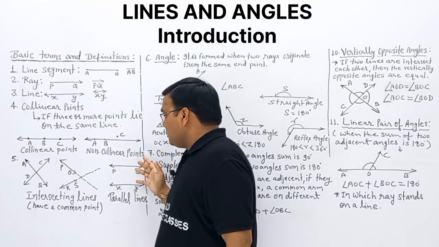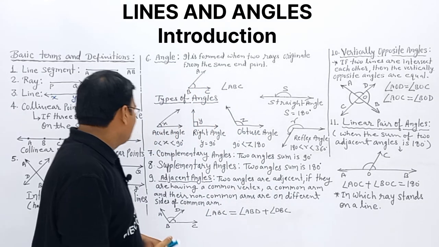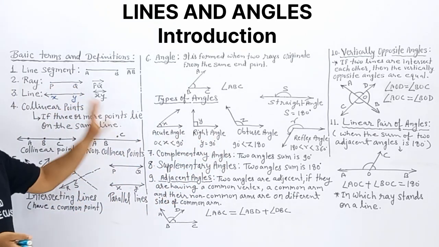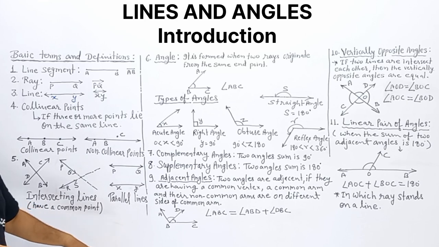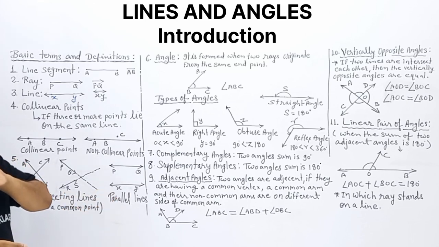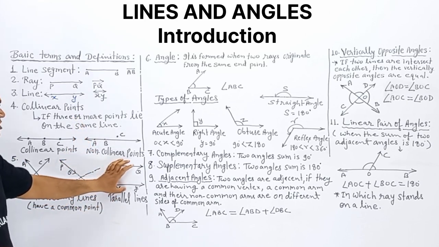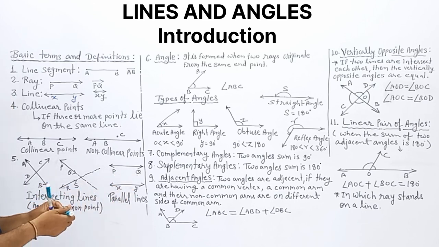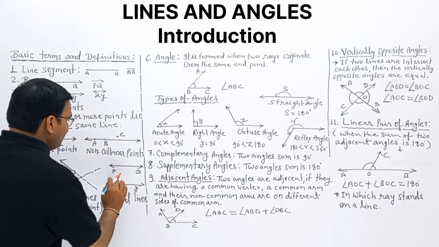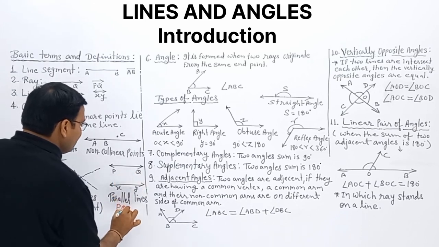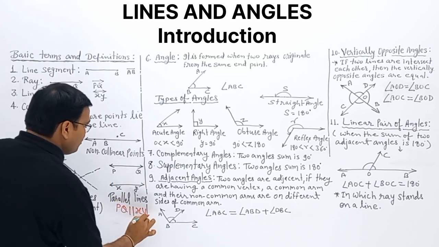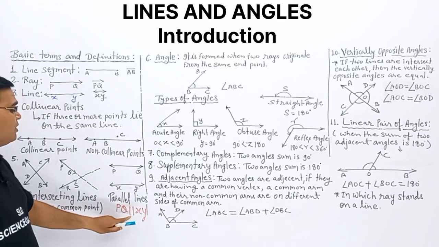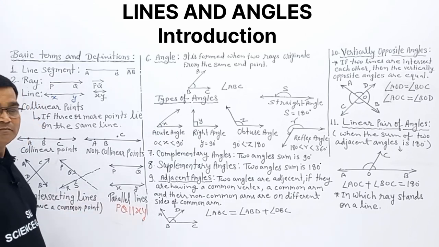We can extend towards the left or also towards the right. They never cut each other. They never intersect. They have no common point. So we can say both PQ and XY are parallel lines. And how will we represent parallel? PQ is parallel to XY. What is the meaning of this vertical symbol? Parallel. PQ is parallel to XY.